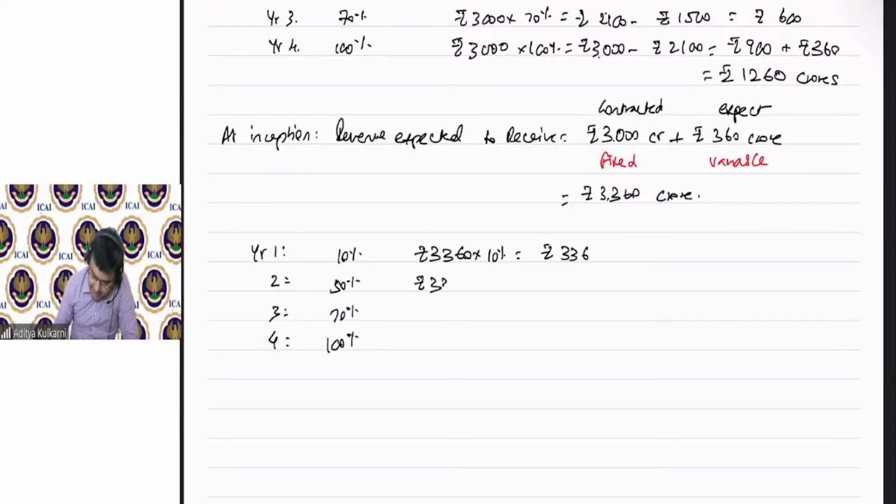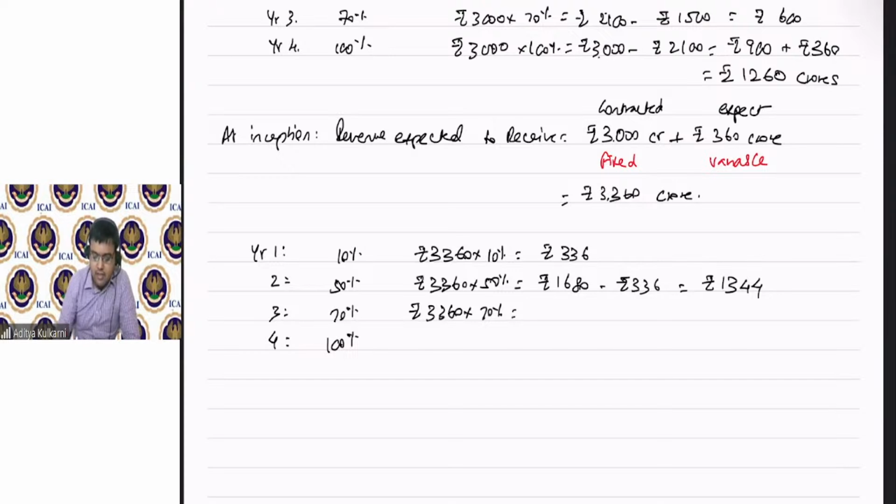In the second year, it is 3,360 into 50% cumulative revenue. So that works out to how much? 3,360 into 50%, rupees 1,680, minus rupees 336. That gives you how much? 1,344. The next step that you are going to do is into 70%.